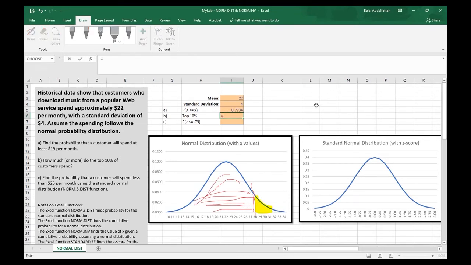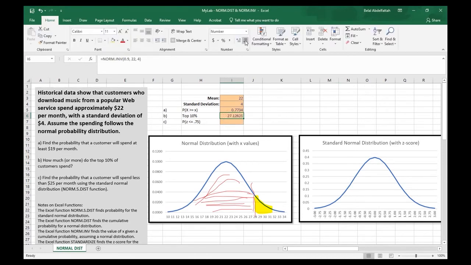I'm going to hit the equal sign and select norm.inv. For the probability, I want to put the cumulative probability of 90% since I am looking for the top 10%. I'm going to put 0.90, or I can put 90 and then a percent sign. That will work. The mean is 22. The standard deviation is 4.